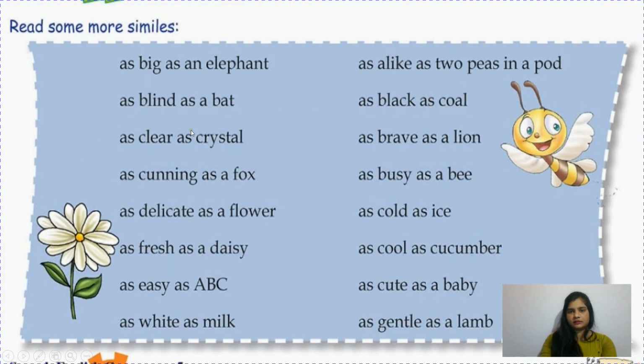Read some more similes. As big as an elephant, as blind as a bat, as clear as crystal, as cunning as a fox, as delicate as a flower, as fresh as a daisy, as easy as ABC, as white as milk, as alike as two peas in a pod, as black as coal, as brave as a lion, as busy as a bee, as cold as ice, as cool as a cucumber, as cute as a baby, and as gentle as a lamb.